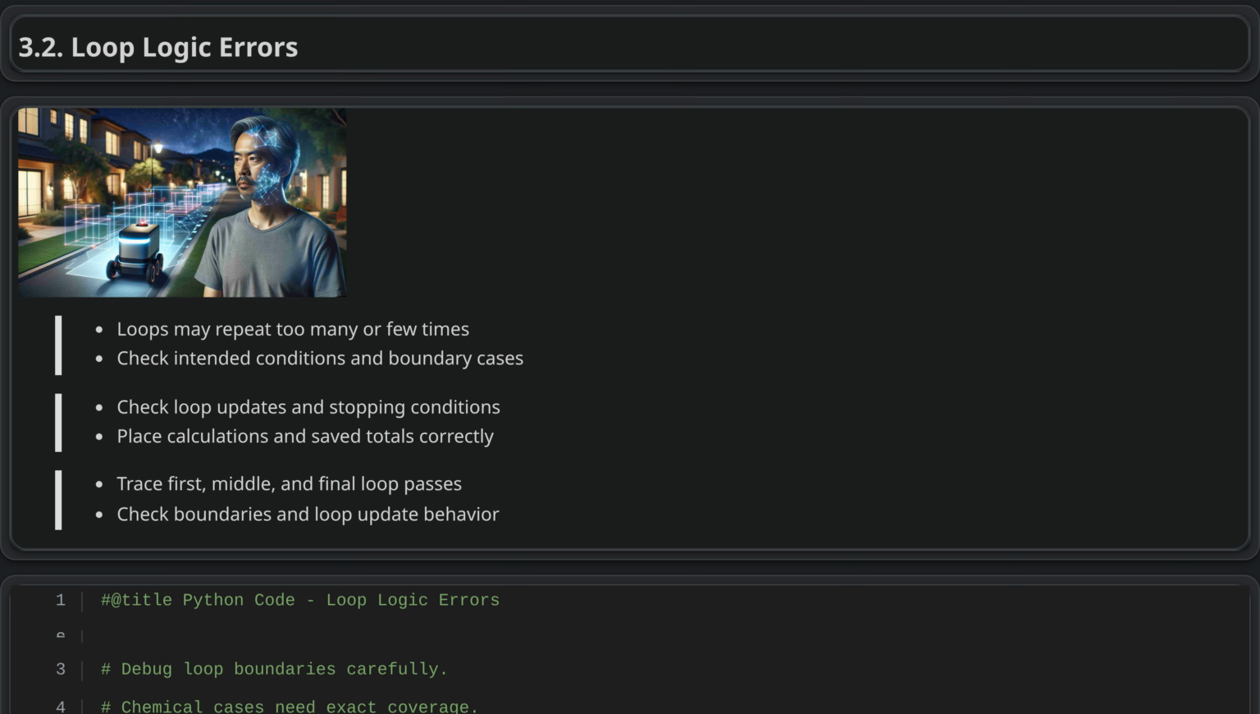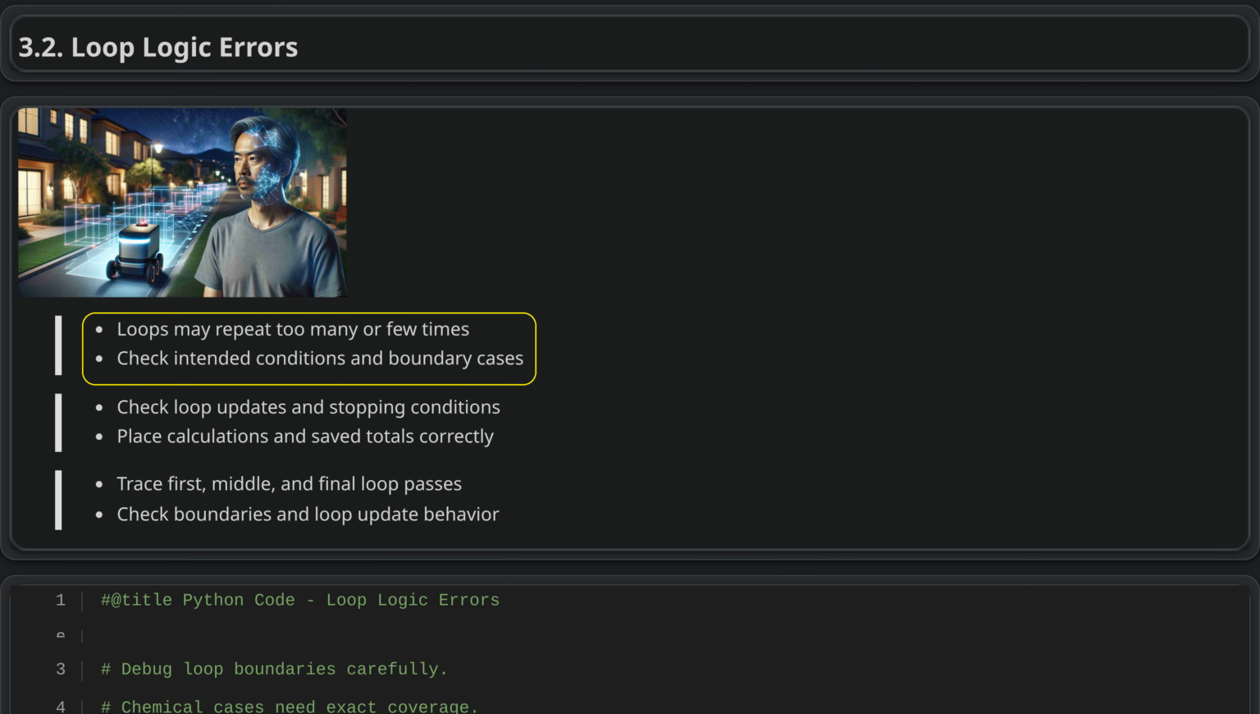Loop logic errors. Loop logic errors occur when a repeated process runs the wrong number of times or updates values in the wrong order. In engineering scripts, they can be hard to notice because the program may still run but produce unreliable results. These mistakes often come from incorrect starting points, stopping conditions, or loop progression.